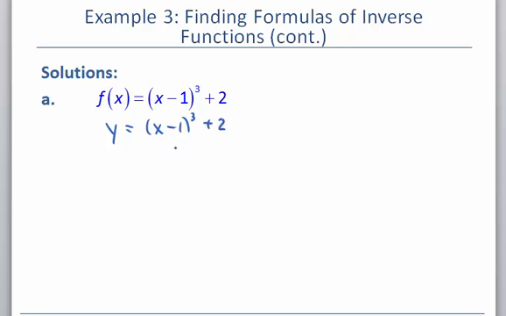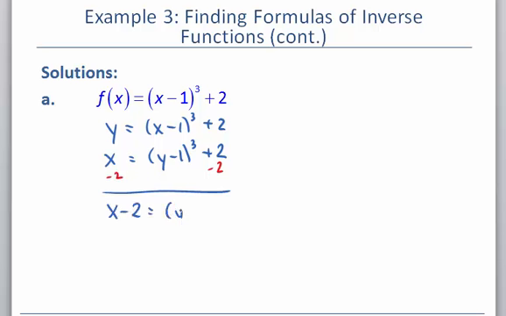Step 2 is to interchange the x and the y. So just switch their positions. So we'll write it x is equal to (y minus 1) to the third plus 2. Our next step is to solve the equation for y. So get y by itself. So we can do that by subtracting this 2. So this will give us x minus 2 is equal to (y minus 1) to the third.